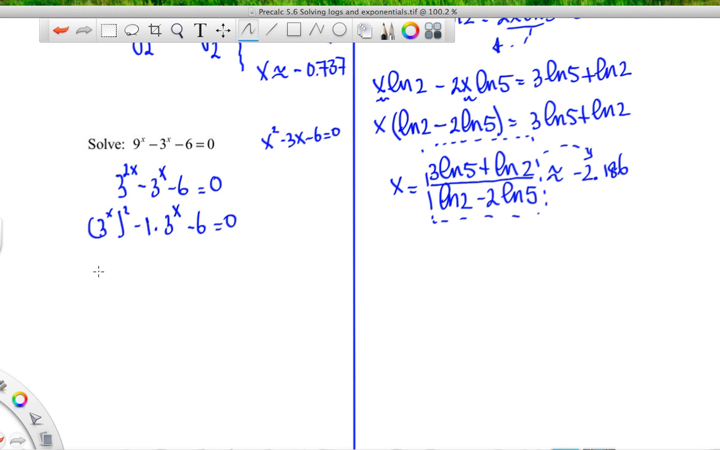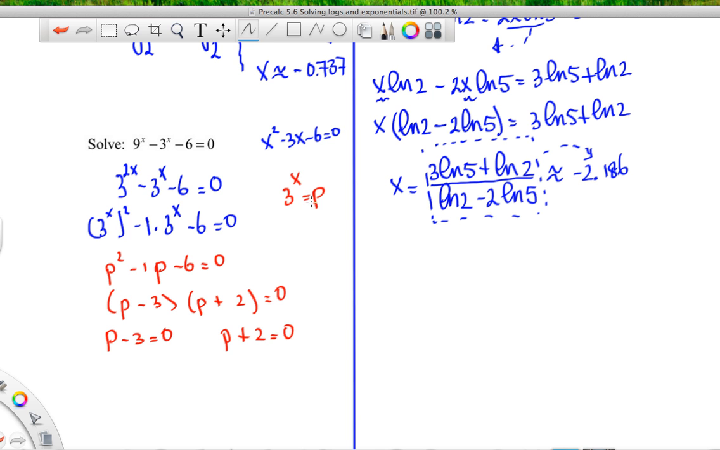So that's factorable. Okay, if you're not really sure and you don't really see it, let's just say that 3 to the x is p. You can write this as p squared minus 1 times p minus 6 is 0. That would be p minus 3 times p plus 2 equals 0. And then you can solve that, and you could say either p minus 3 is 0 or p plus 2 equals 0. Keep in mind that p was 3 to the power of x. So 3 to the power of x minus 3 is 0, or 3 to the power of x plus 2 is equal to 0.